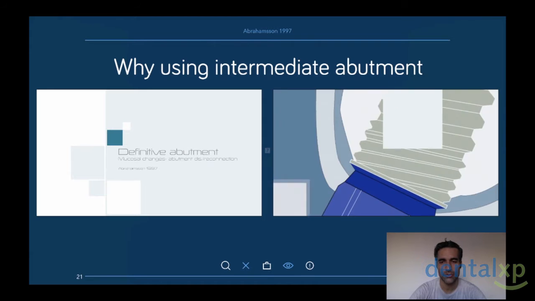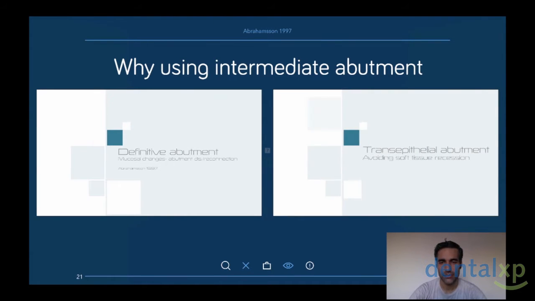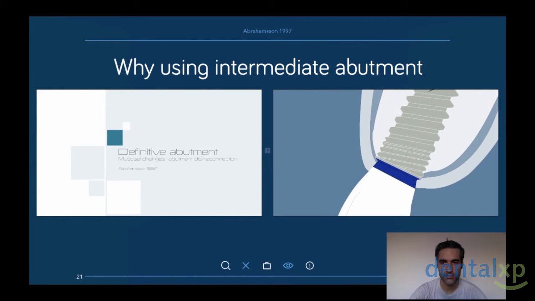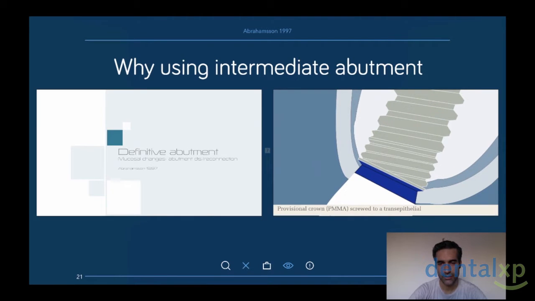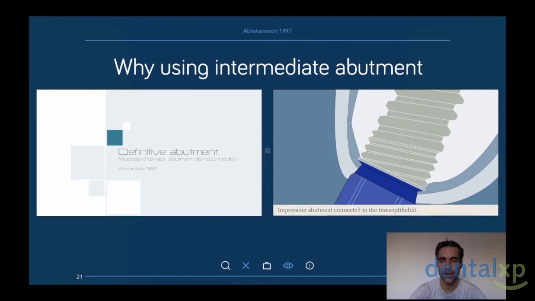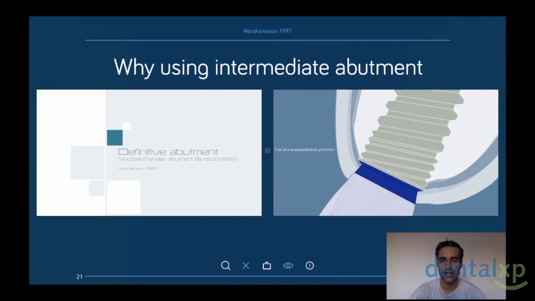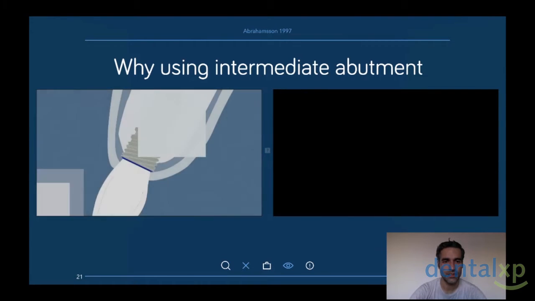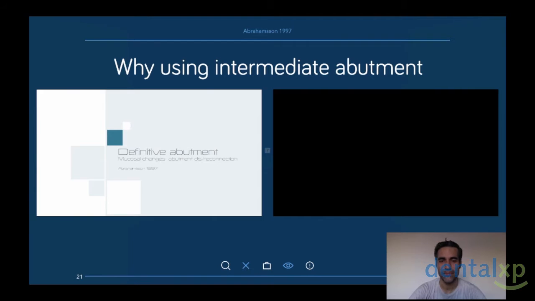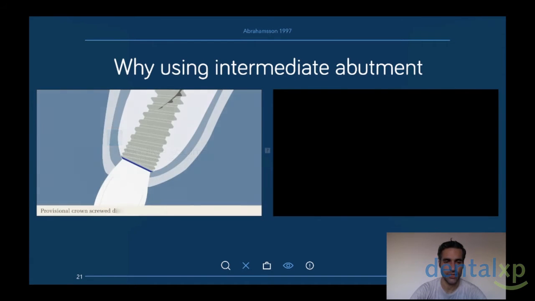I always use intermediate abutments because of the article from Abrahamsson in 1997: if you are going to perform a lot of reconnections and connections, maybe you can cause an apical migration of your biological width, and bone recession and also soft tissue recession. So it's very important that you use an intermediate abutment, so you manipulate your implant above that critical zone, the connection zone between the implant and the teeth and the restoration.